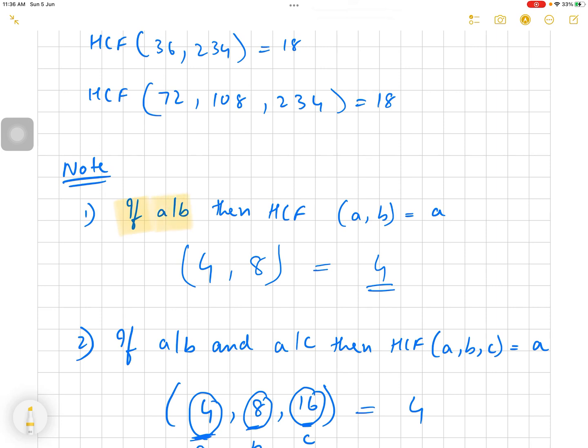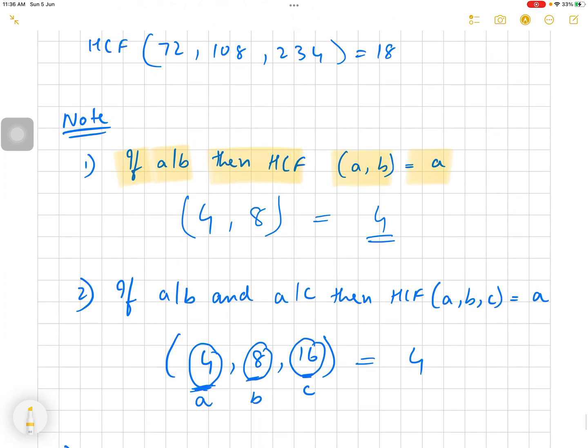If A divides B, then HCF of A and B is equal to A. I gave you the example: if you are supposed to find HCF of 4 and 8, where 4 is A and B is 8, the HCF is going to be 4, because 8 divided by 4 is 2, so 8 is divisible by 4, right? So HCF will be 4.